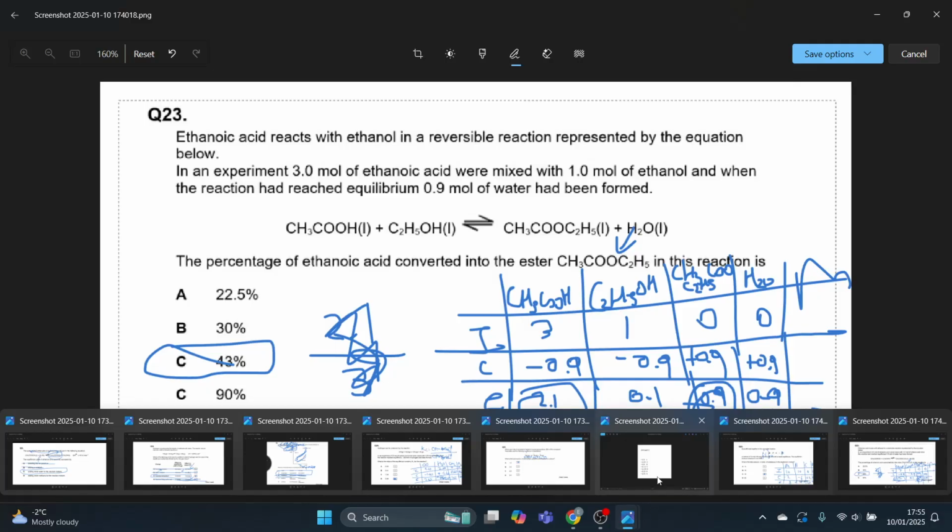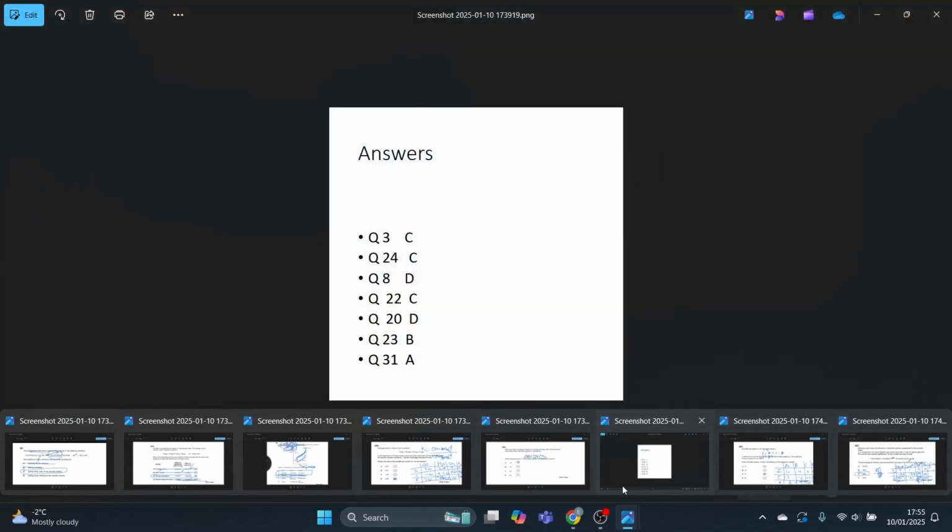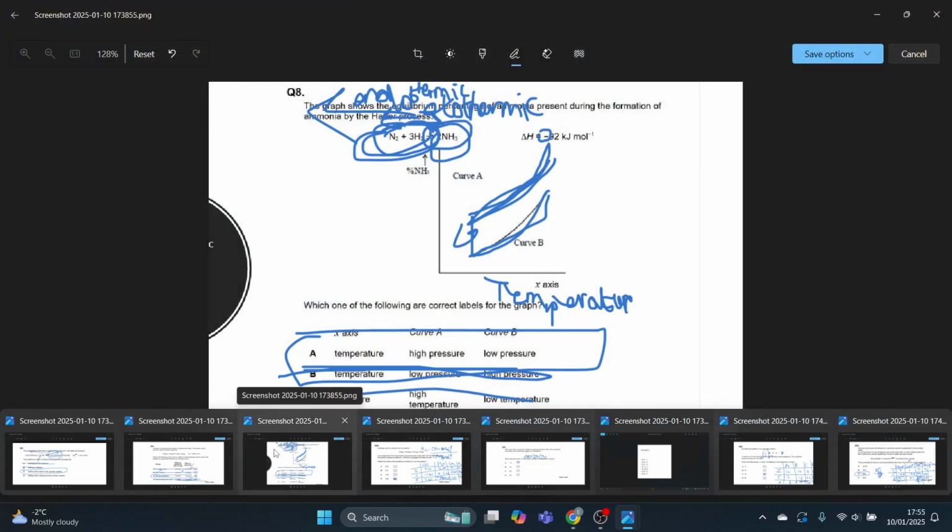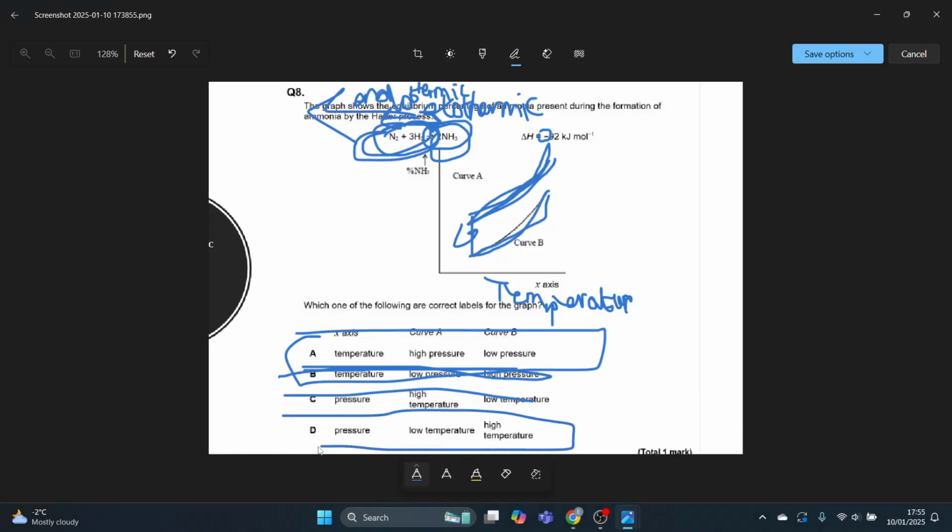Now if I mark it, question 3C, question 24C, question 8D. So question 8 was actually D, it was not A. And that does make sense, because if it was temperature, well then we're increasing the temperature, it's going to shift to the opposite direction. Whereas with pressure, we're increasing the pressure, it's going to shift to the side of the fewer moles of gas, ammonia. Okay, so that makes complete sense now, so that's fine.